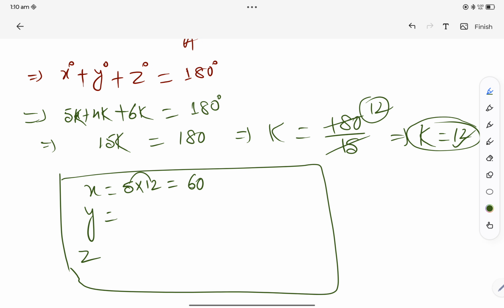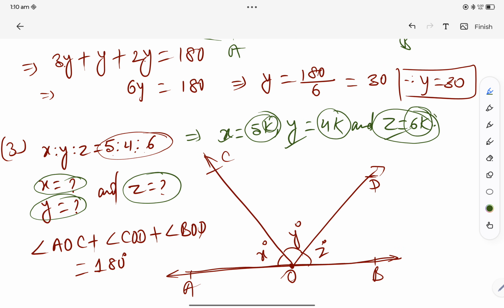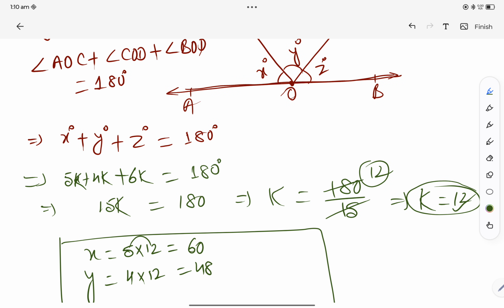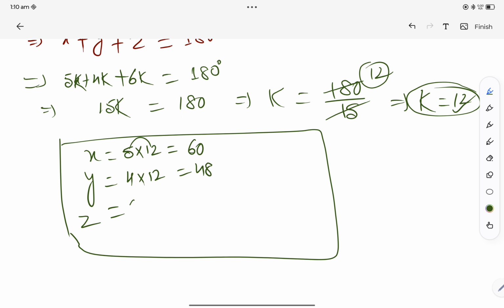So the x value is 60, and y is equal to 4k. So 4 times the k value, which is 12, so 12 times 4 gives you 48. And the z value is 6k. So z is 6 times 12, which gives you 72. So this is the solution for this question.